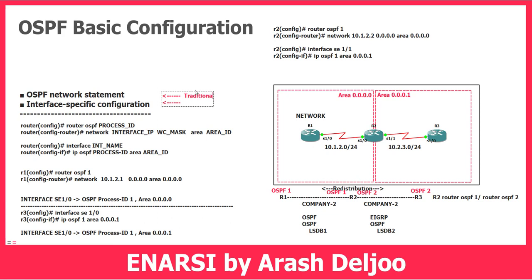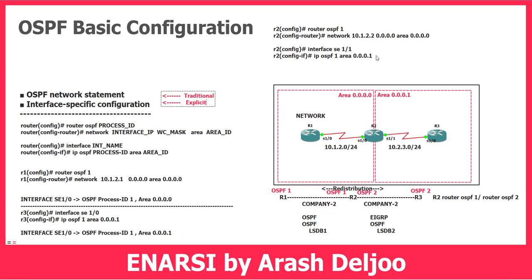And the second or classic method, maybe you see the classic method in some references, traditional or classic. But the second method, interface specific configuration, means we are configuring with the explicit method. This is the explicit method. If you want, you can use both of them in one router. Okay, I will show you the details of this configuration.